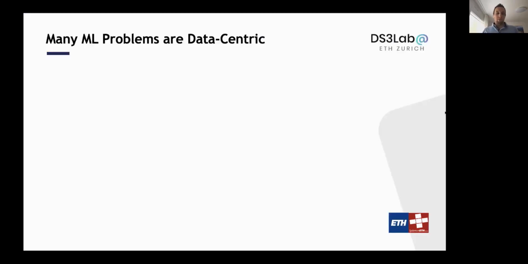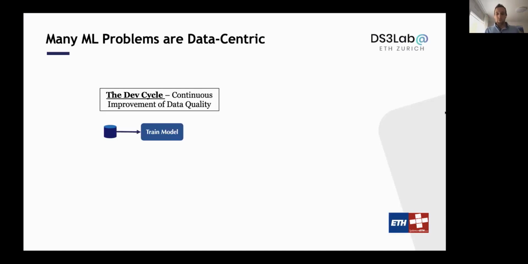So when we look at the machine learning lifecycle, we can identify two different sub-cycles. And you have seen this in the previous talk already, but let me quickly recap. On the one hand, we have the development cycle, where you typically use data to train a machine learning model. And then if you're not happy with the model, well, you either try different approaches to train, or you go back to your data, fix it, change it, and retrain a new model.